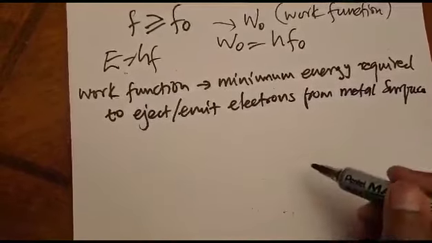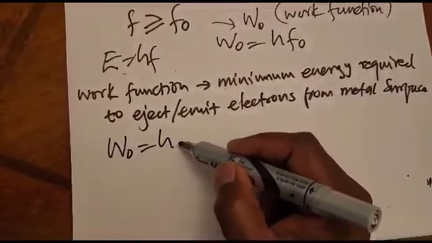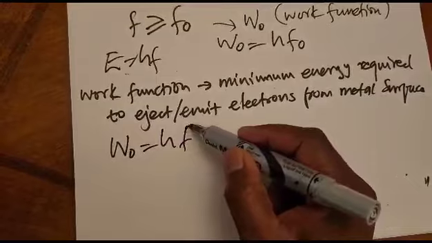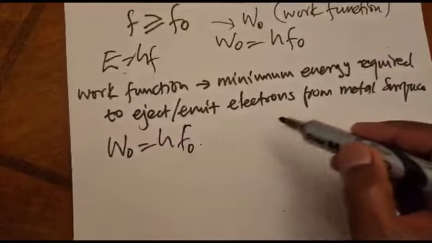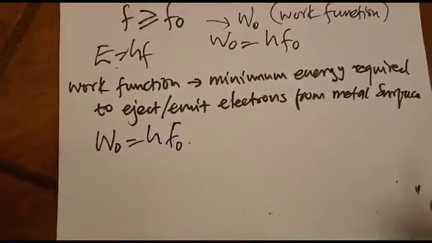Now that's the work function. As I've already said, work function can be calculated using Planck's constant multiplied by the threshold frequency, in the same way as the energy of a photon.